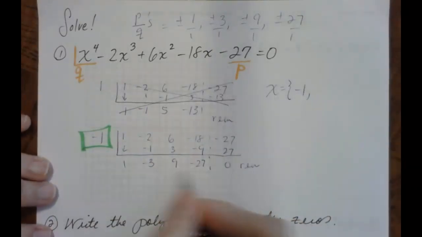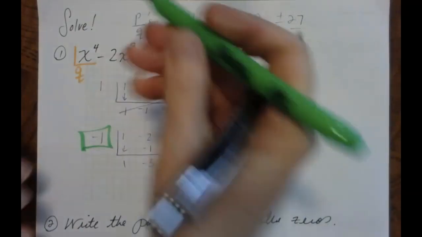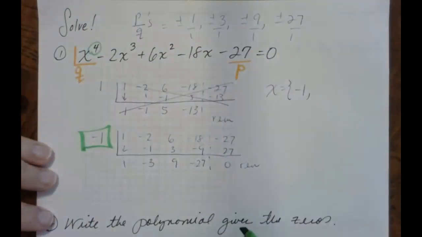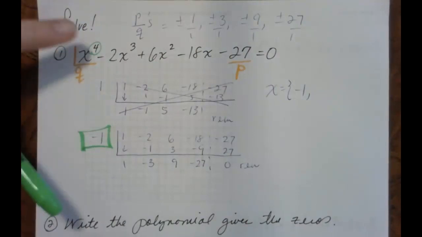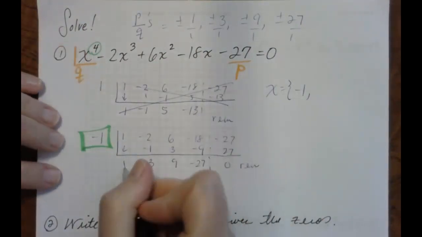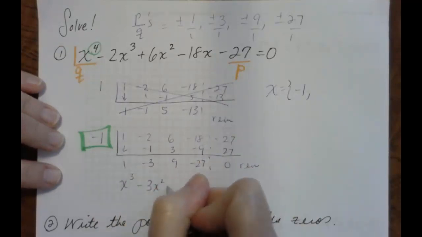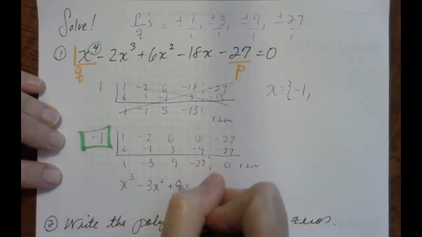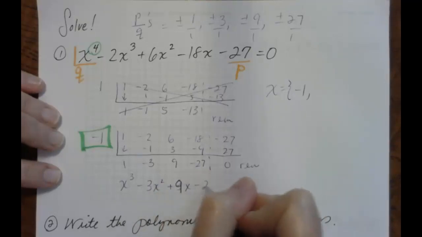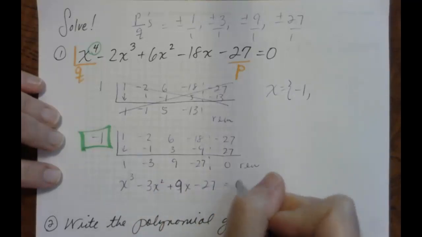What do we have left? This is our quotient. What did we just do? We just depressed this polynomial. So we just went from a 4th degree down to a 3rd degree: x cubed minus 3x squared plus 9x minus 27 equals 0.